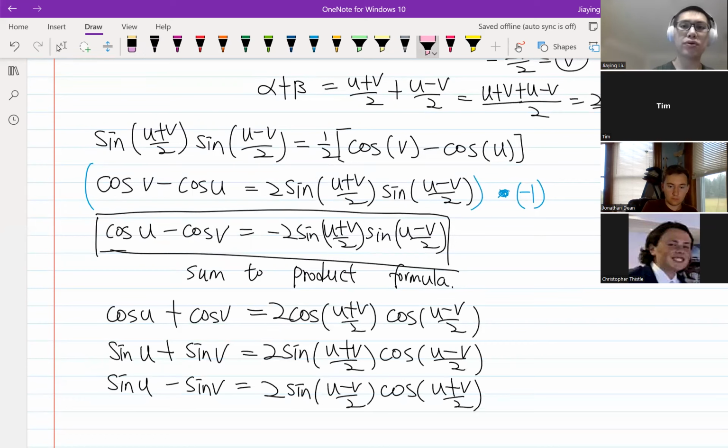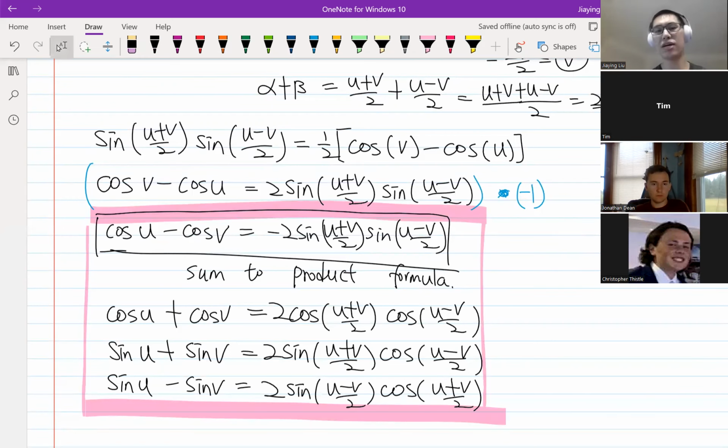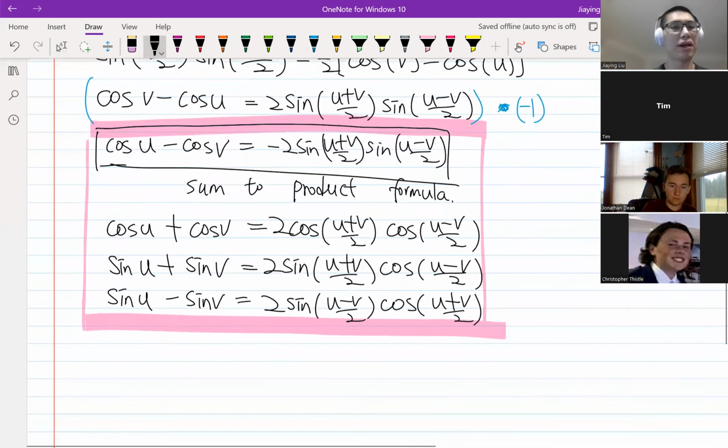So those 4 are the sum or difference to product formulas. We just call it the sum to product formula because the difference itself is the sum of the negative. All right. So for us, we just need to know how to use it and to see how much difference it's going to make when we apply it.